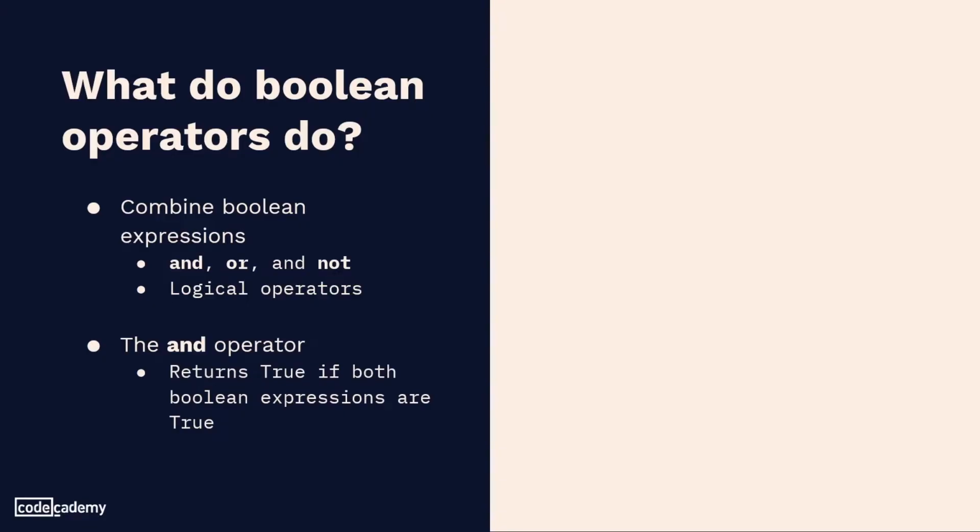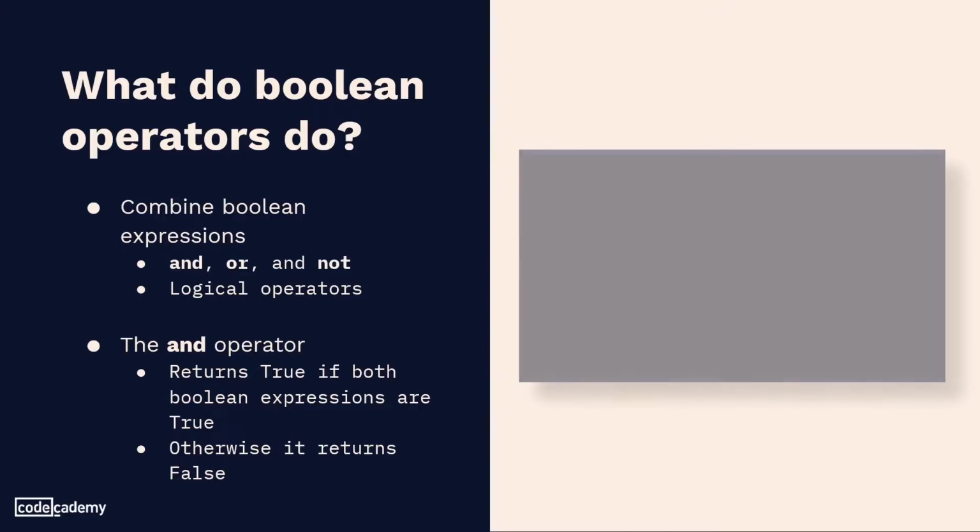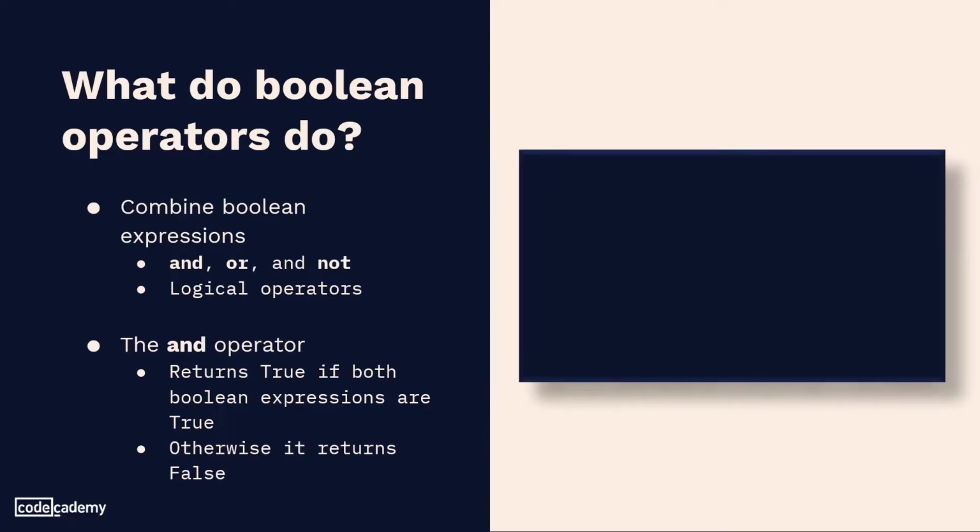The and Boolean operator returns true if both Boolean expressions on either side of it are true. If either Boolean expression is false, then the whole result is false. Let's take a look at a few examples on the right. First, we have 1 plus 1 equals 2, and 2 plus 2 equals 4. The left and right side of the and operator are both true. Since we're using the and operator and both sides are true, the whole expression will return true.